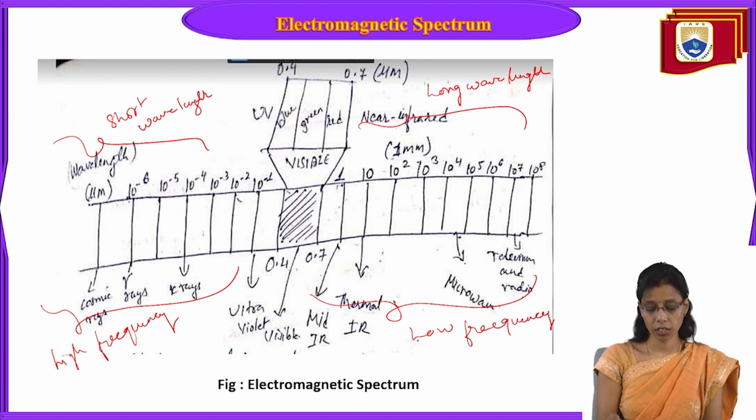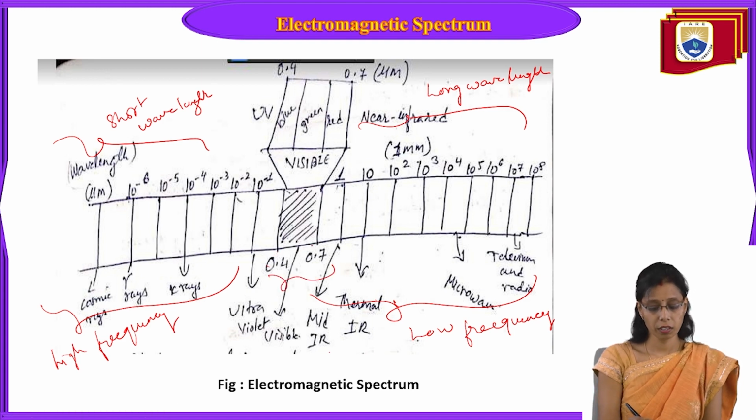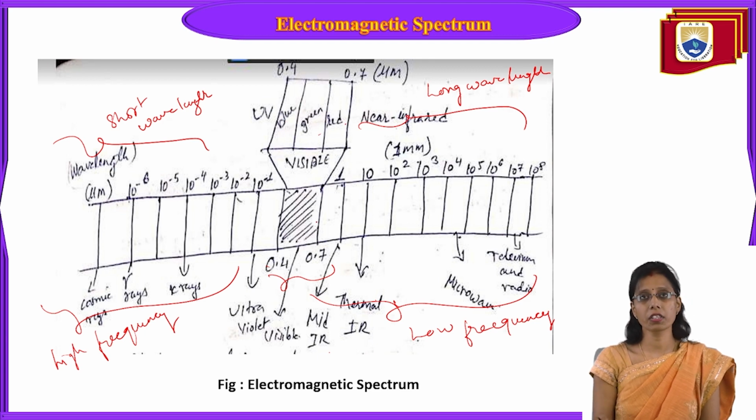This is the region. We have microwave region, we have thermal IR region, we have mid IR region. Whereas in the short wavelength region, in high frequency, you have cosmic rays, X-rays, gamma rays, and this is the short wavelength region. And 0.4 to 0.7, it is the visible region. Now you have blue, green, red. These are the bands in the visible region.